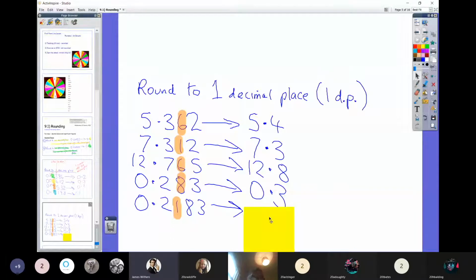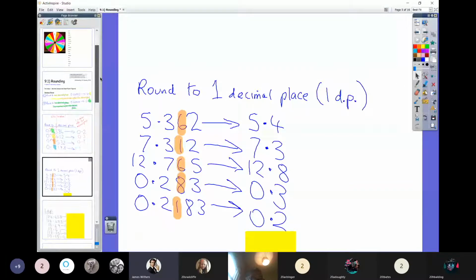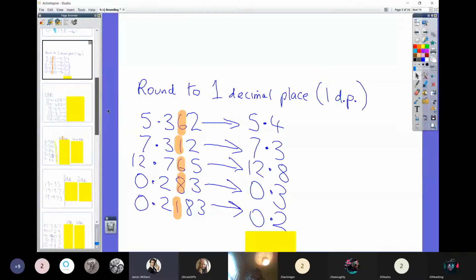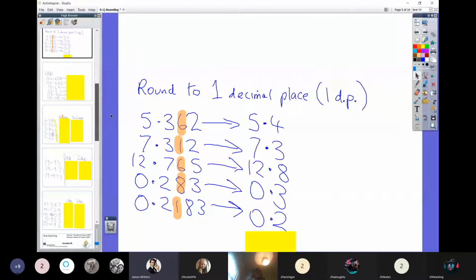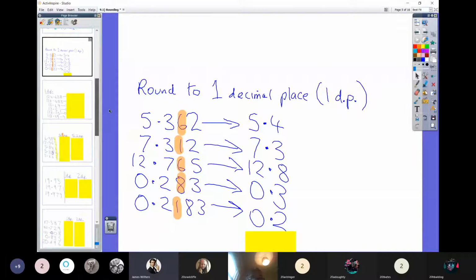So everything we've done so far has been to one decimal place. Okay. What about if we were doing to 2 decimal places? Okay, it's to 2 decimal places. So I want us to go and have a look at some where we're doing 1 decimal place and 2 decimal places.